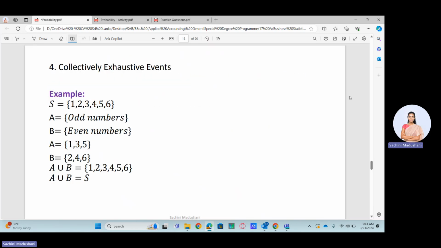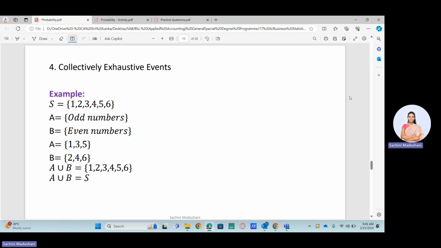The other concept, which is very important, is collectively exhaustive. Collectively exhaustive means we take the union value. Now you know the union: all the elements in 2 or more events. We take A union B, which means the elements included in A and B.